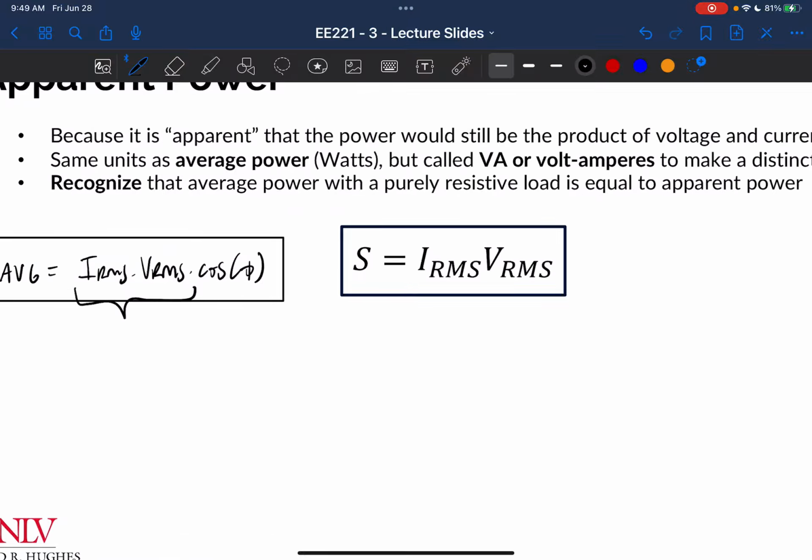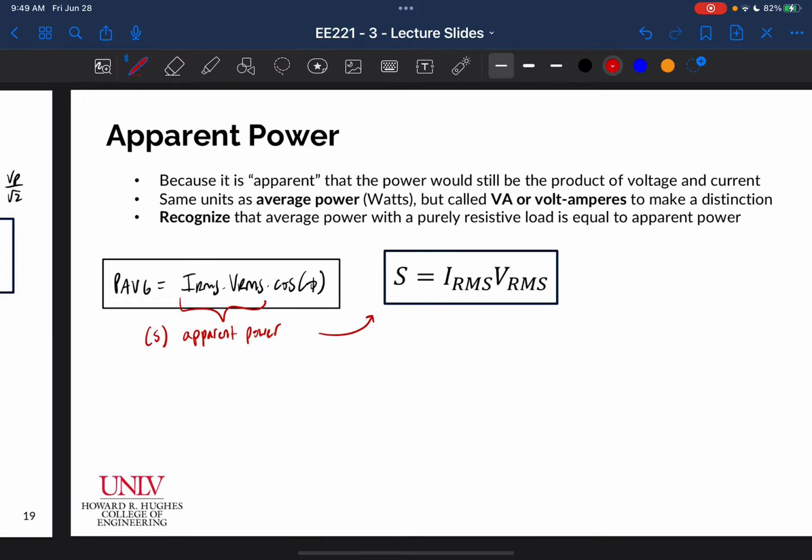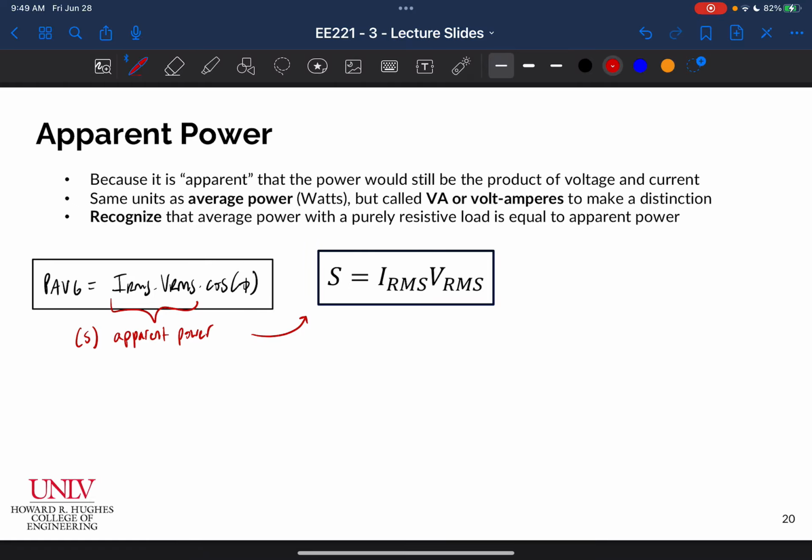This term right here is called the apparent power. And so we can see that here, S. Right, that's this guy. S is the apparent power in my system. And so what does that even mean?